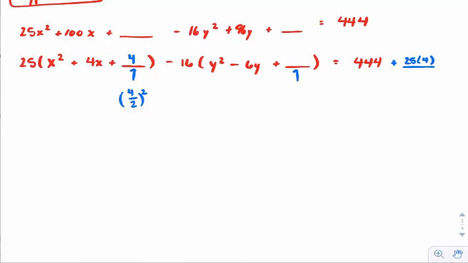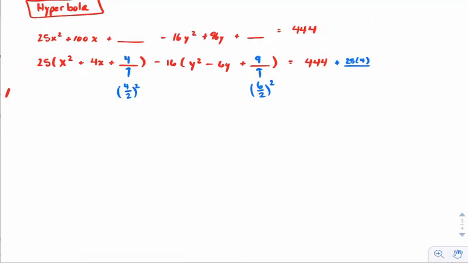So I need to make sure that I'm copying over that product. Do the same thing over here as well. This is going to be 6 over 2 squared. Technically it is negative 6 over 2, but you're squaring it, so I don't really worry about the sign. 6 over 2 is 3. 3 squared is 9. So for this one, we're going to go 16 times 9.